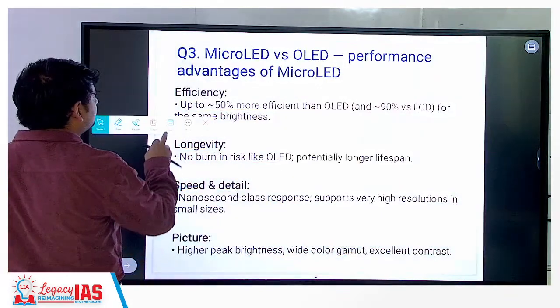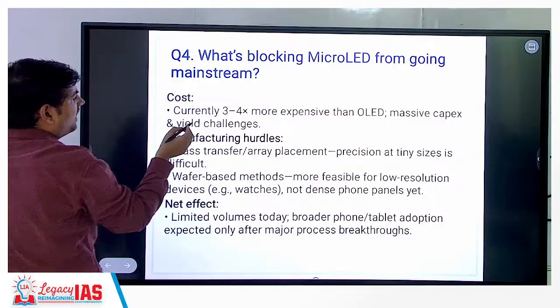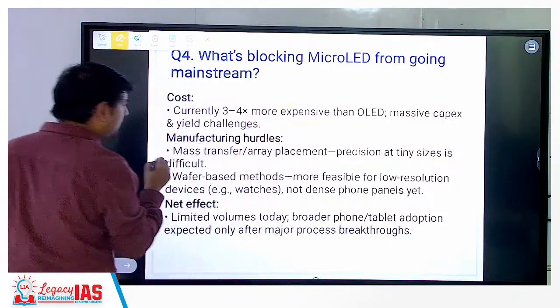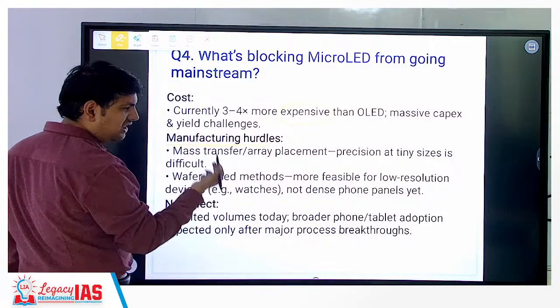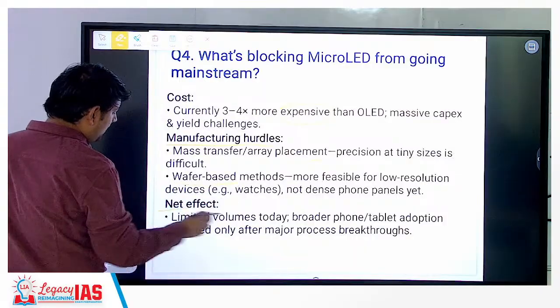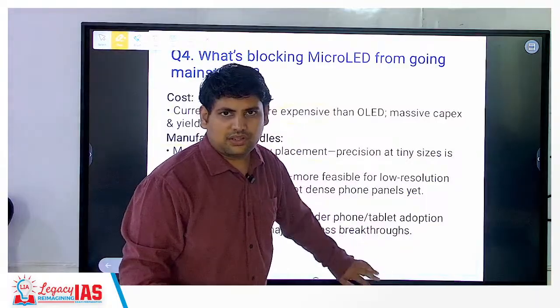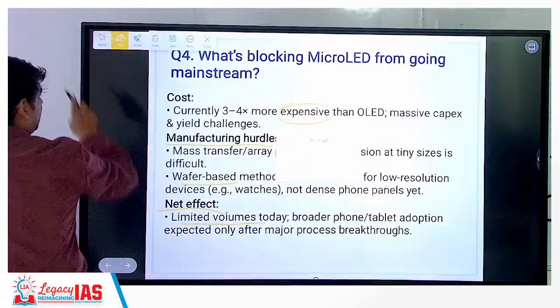Then what's blocking micro LEDs? First, of course, this is much more expensive. Second, there are manufacturing hurdles, which we understood: precision is needed, and it is wafer based. The net effect is limited volumes today, but it may be the future. That is the whole prospect of it.